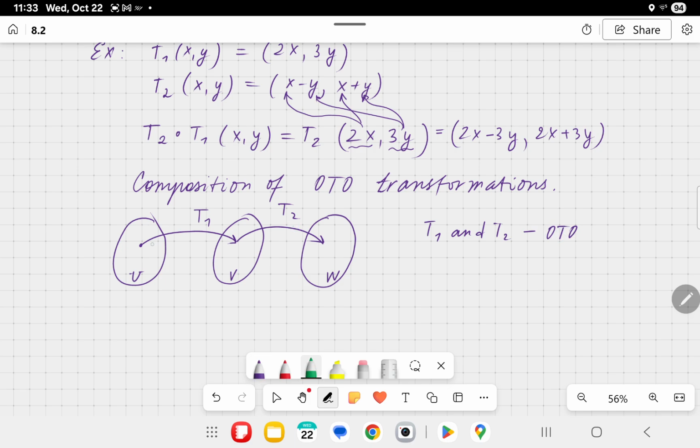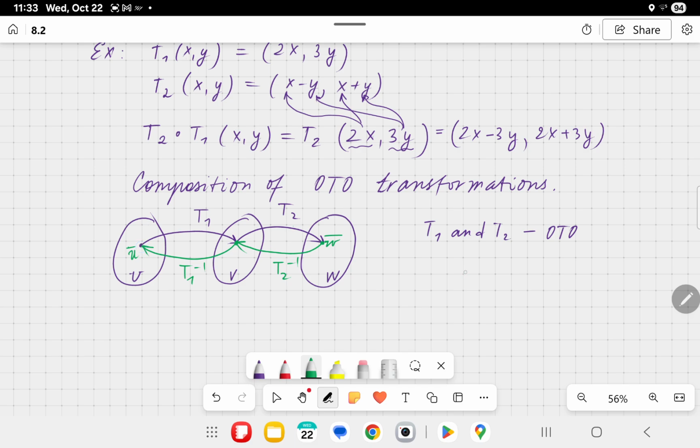Well, if each of these two transformations is one-to-one, we can define a transformation which is going to be inverse of T2 and inverse of T1, right? And we see that we can actually travel from here, from vector little w, over here to vector u here, and kind of do the backward road.